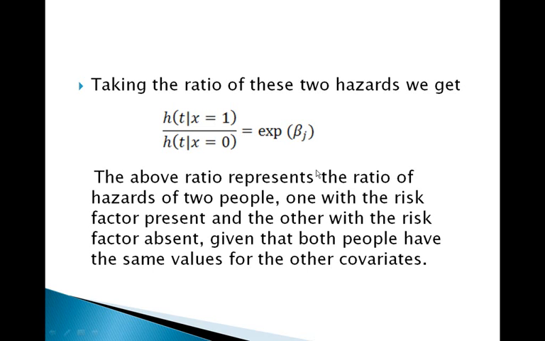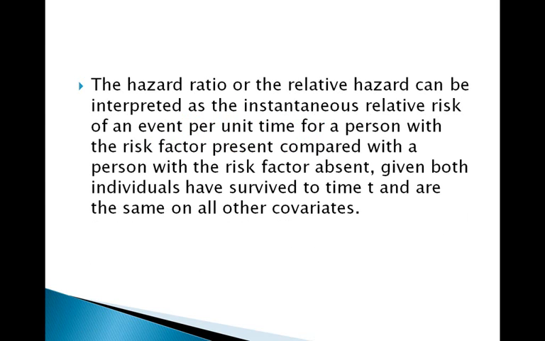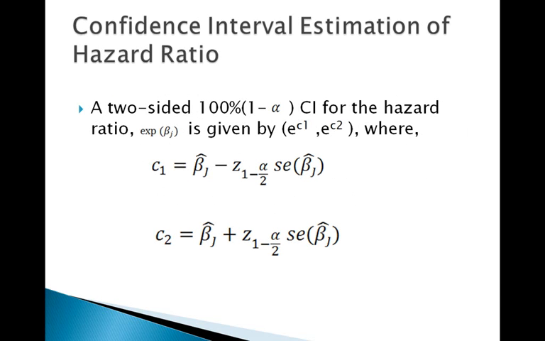So the above ratio represents the ratio of hazards of 2 people, one with the risk factor present and the other with the risk factor absent, given that both people have the same values for all the other covariates. The hazard ratio, or the relative hazard, can be interpreted as the instantaneous relative risk of an event per unit time for a person with the risk factor present compared with a person with the risk factor absent, given both individuals have survived to time t and are the same on all other covariates.